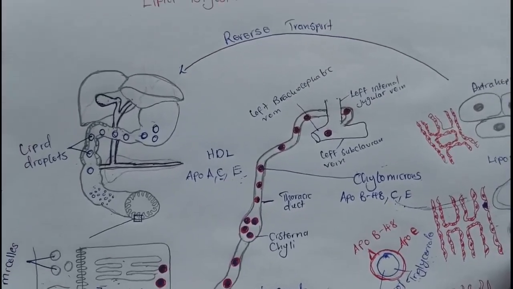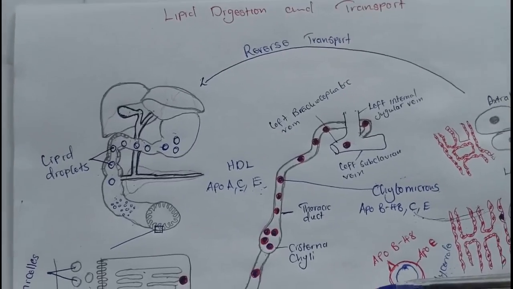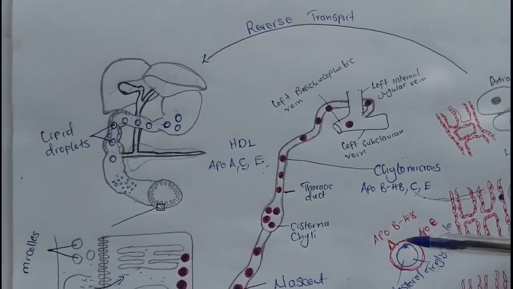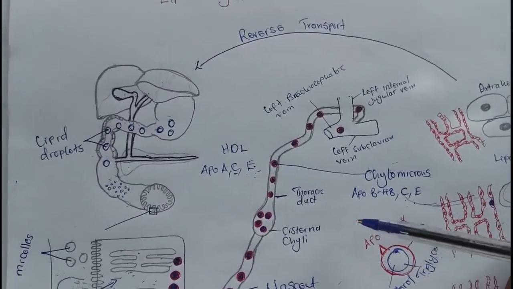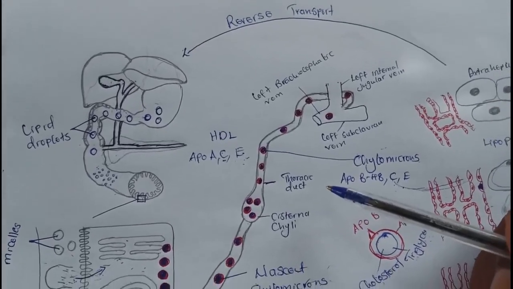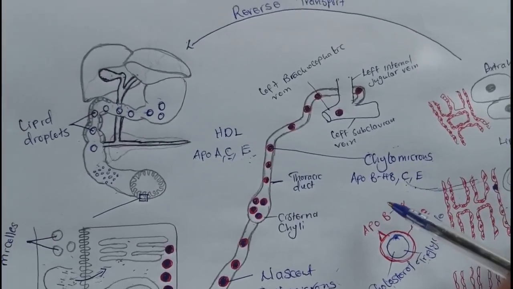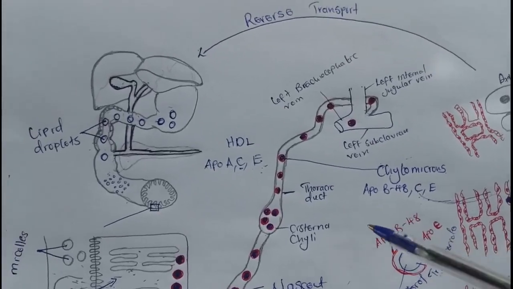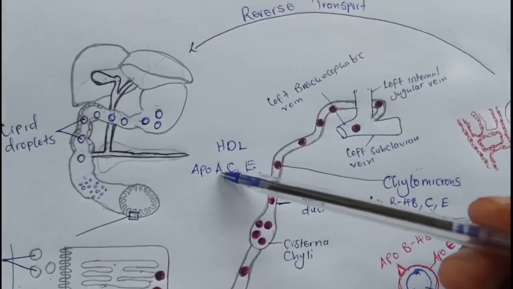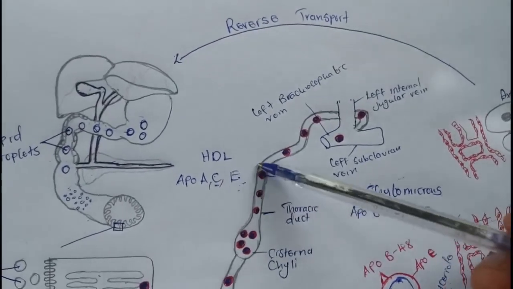VLDL contains ApoB100, and at times it contains ApoE and ApoC. Then LDL only contains ApoB100. IDL contains ApoB100 and ApoE. And then when we come to HDL, remember, it contains ApoA, and at times ApoC and ApoE, in that these guys are released.